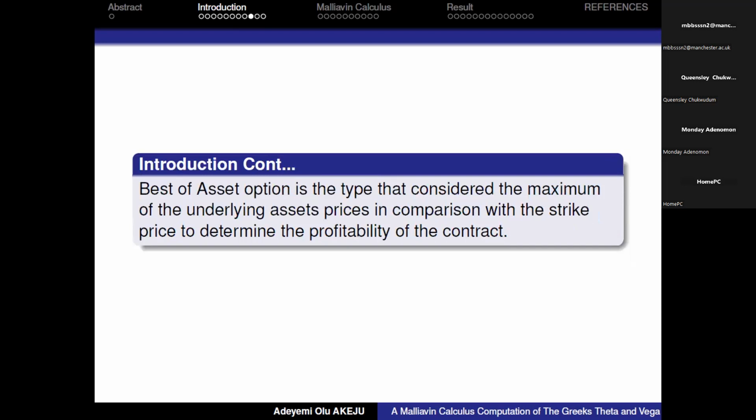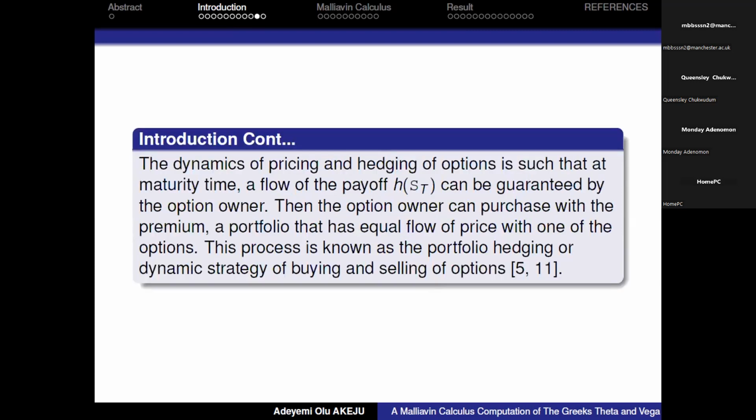Meanwhile, the best-of asset option considers the maximum of the underlying asset price in comparison with the strike price. So if we have 2, 3, 4 values of the underlying asset, we compare each of them with the strike price. The one that is the maximum represents the value of the best-of asset option.